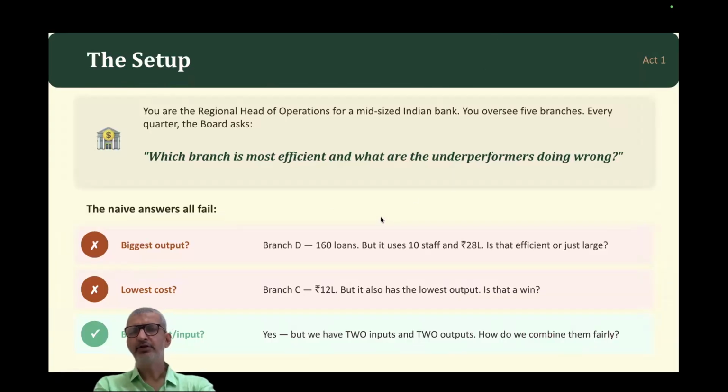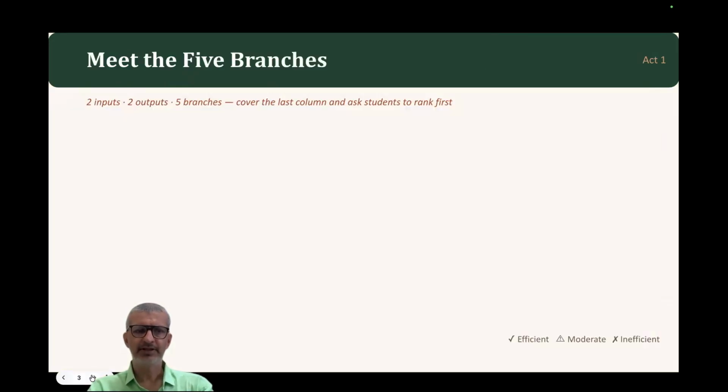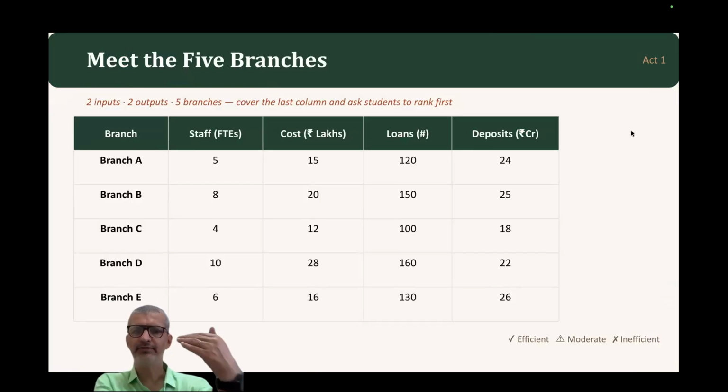Now, let's say you are heading the operations for a bank in India and you have five branches. And the question that you are asked every quarter is which branch is most efficient and who are the underperformers and what are they doing wrong? Okay. So now let's say you have this particular option with you. So you have these five branches, this data is available to you.